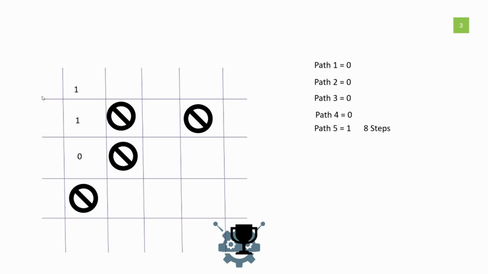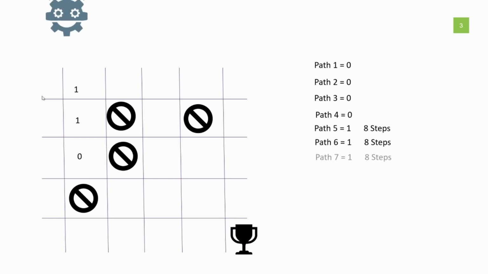Now guys, this one is the right path and these are the 8 steps. So the agent has been rewarded with 1. Next there is another path, path 6, and again it is of 8 steps, right? And then there is another path, path 7. Again it has 8 steps. So these are the right paths.